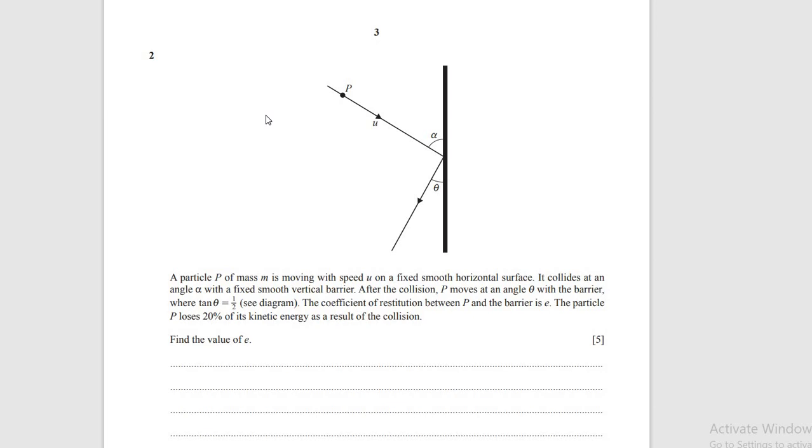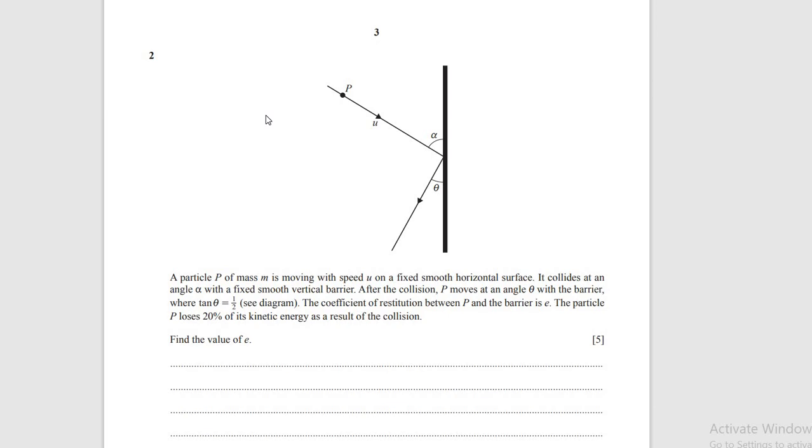Oblique collision. We have a particle P of mass m moving with a speed u on a smooth horizontal surface. It collides at an angle alpha, as you can see, with a fixed smooth vertical barrier. After collision, it's moving at an angle. So the velocity is moving at an angle.